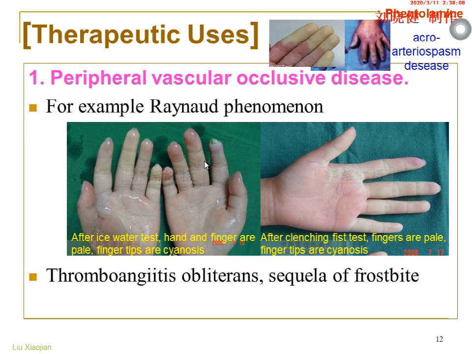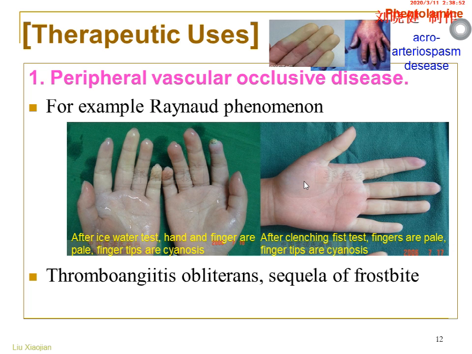fingertips. Like these pictures show, after the ice water test or clenching fist test, fingers are pale and fingertips are cyanotic. Now you can clench your fist and make this test. When you release your fist, the blood circulation in your fingertips recovers very soon, and the color of the fingers turns red very soon, because your hand is normal.